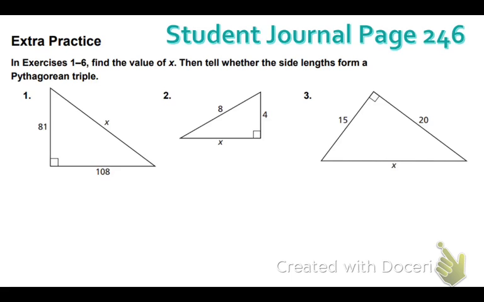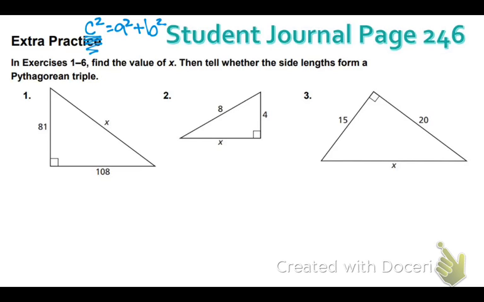So flip to page 246. It first says find the value of x and then tell whether the side lengths form a Pythagorean triple. So the formula you're going to use is c squared equals a squared plus b squared. What does c always represent? The hypotenuse. The hypotenuse will always be the longest side every time. And the hypotenuse is across from the right angle.